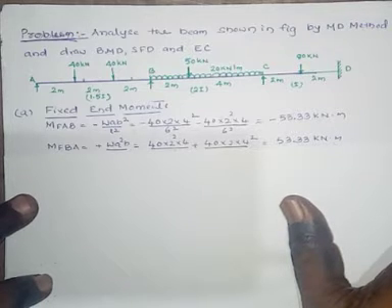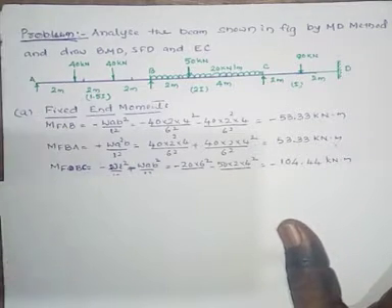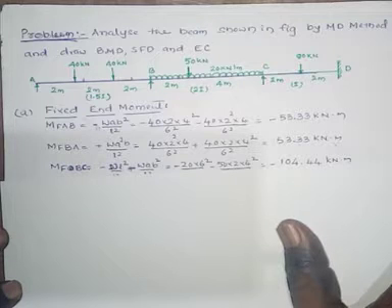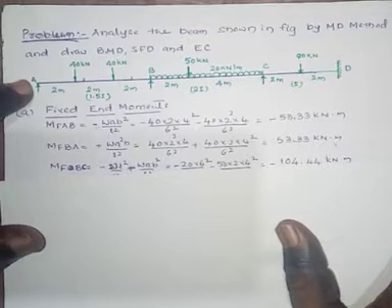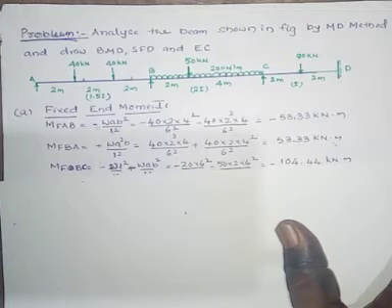Similarly, MFBA, from the other end, the formula is W a square b by L square. Here you will get, by substituting the values of the 2 point loads, one is 40 and another one is also 40, 40 into 2 square into 4 by 6 square, plus 40 into 4 square into 2 divided by 6 square, that equals 53.33 kilonewton meter. Now from end A it is anti-clockwise, from end B it is clockwise. Now go to the next span BC.